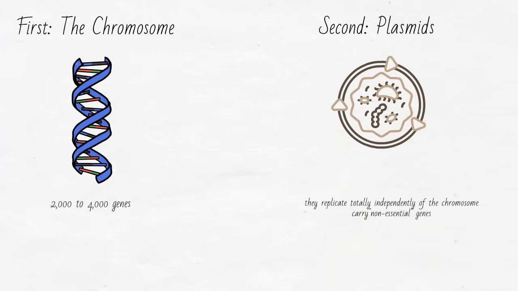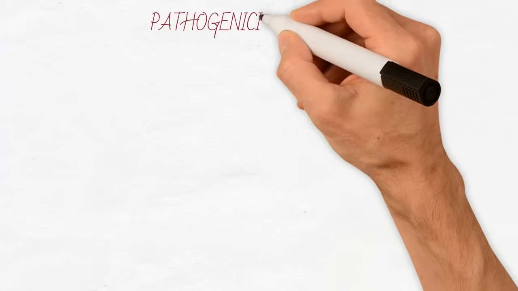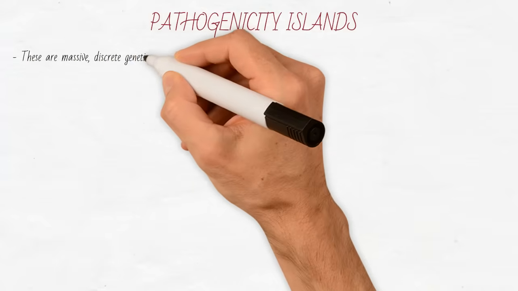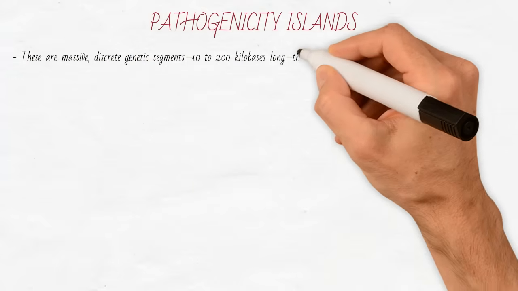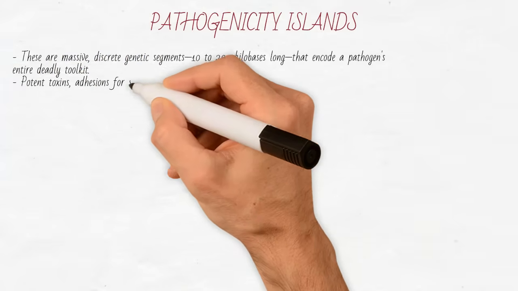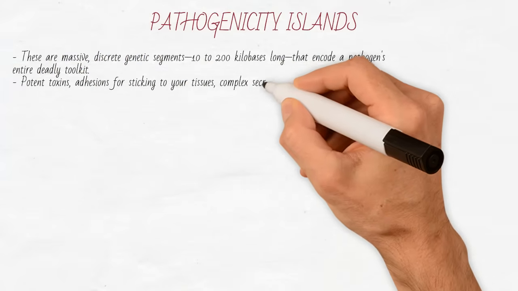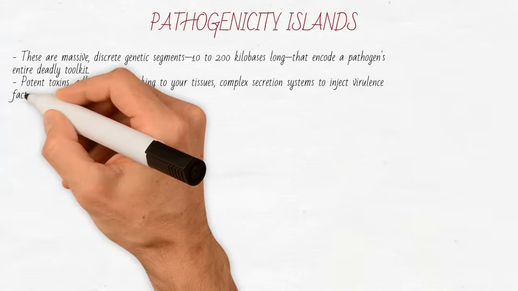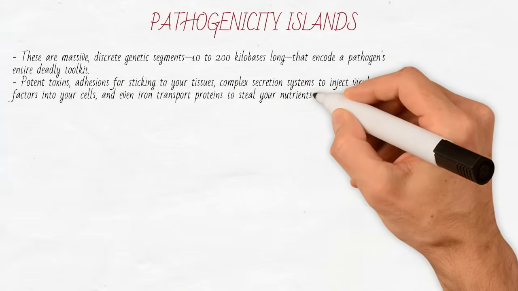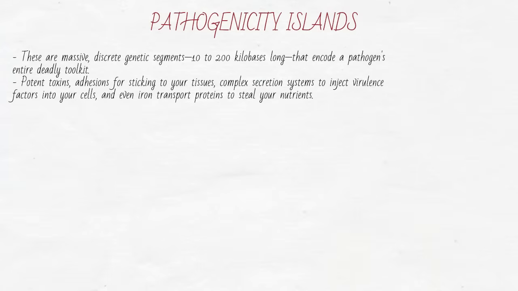Now, here's where the architecture gets really fascinating for anyone tracking infections. Bacteria often incorporate highly specialized additions called Pathogenicity Islands, or PIs. These are massive, discrete genetic segments, 10 to 200 kilobases long, that encode a pathogen's entire deadly toolkit. We're talking about potent toxins, adhesins for sticking to your tissues, complex secretion systems to inject virulence factors into your cells, and even iron transport proteins to steal your nutrients. They can take a relatively harmless bug and turn it into a high-grade killer.